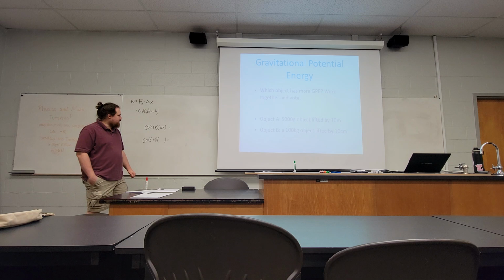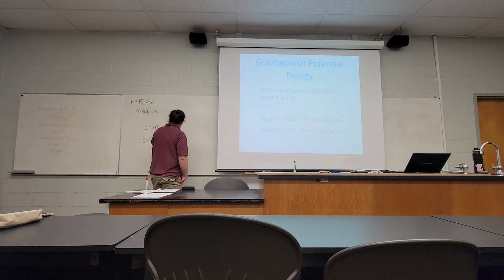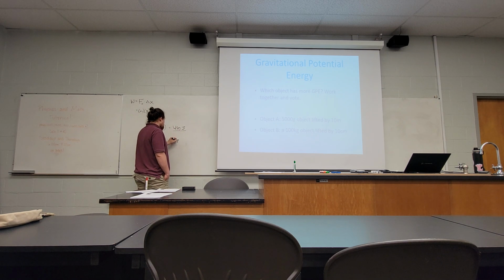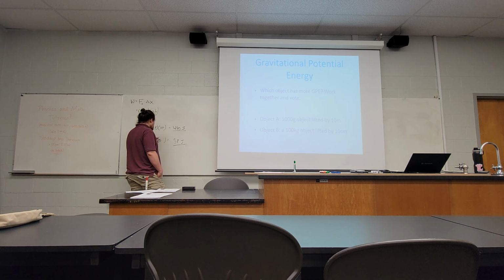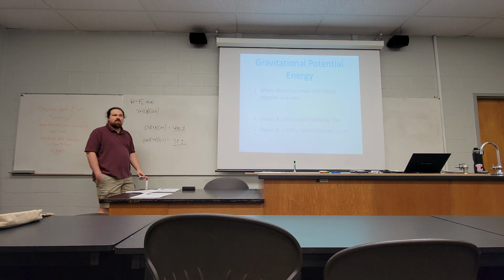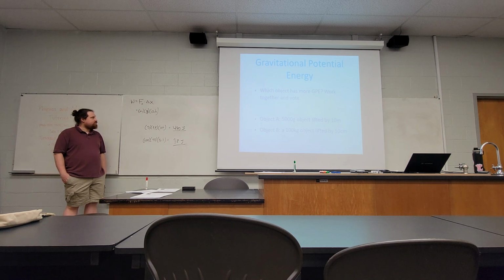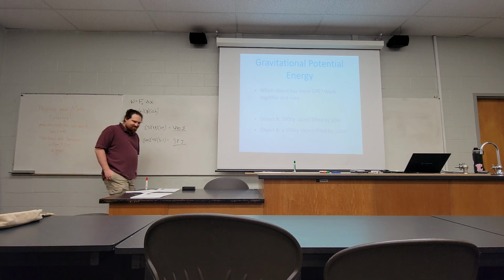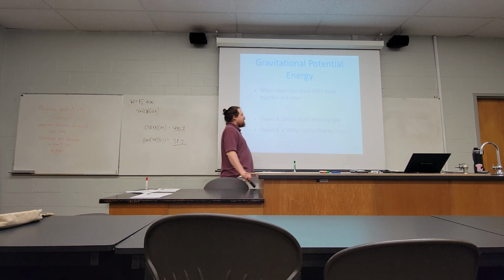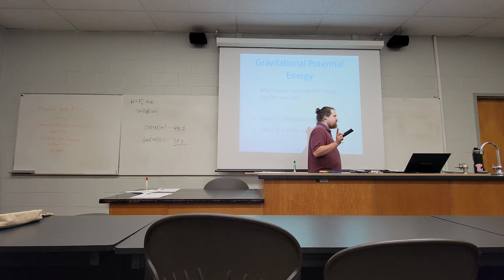Object A. Object A, how much does A have? 490. Very good. How much does B have? 98. That's correct, because we have to not only convert grams into kilograms, we also have to convert centimeters into meters. So, main thing for right now is just continue checking your units.